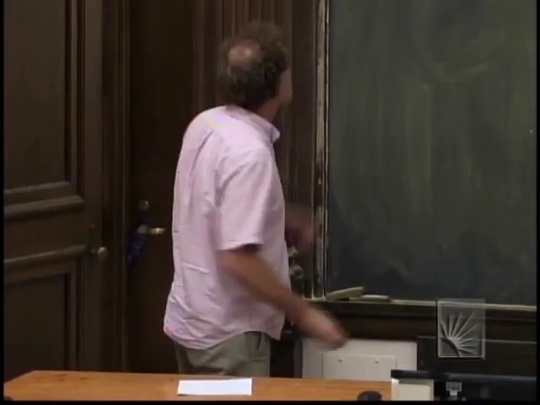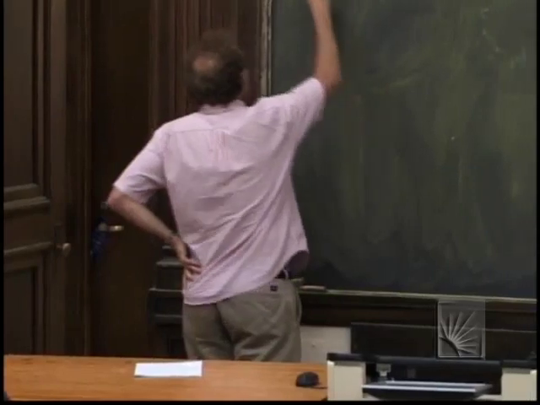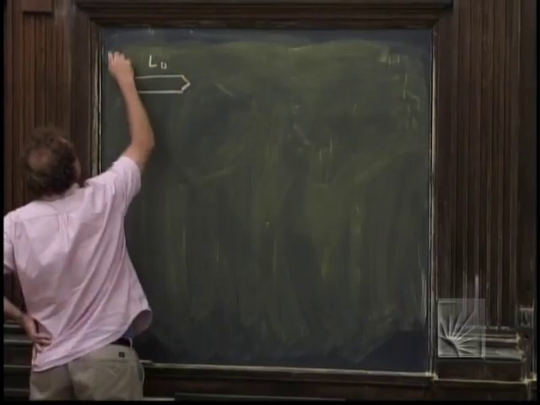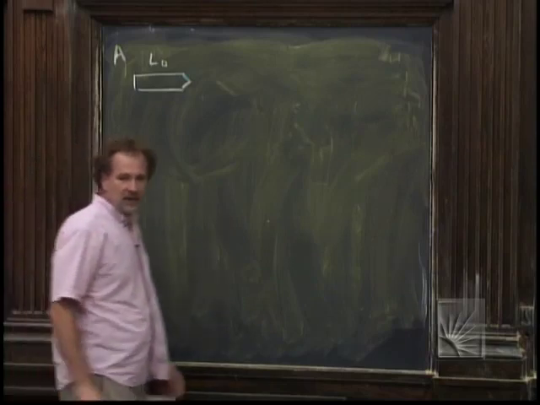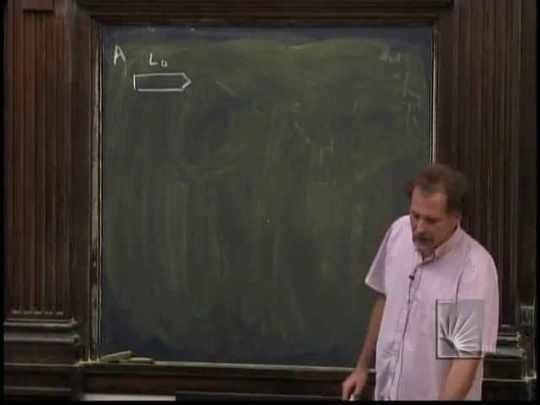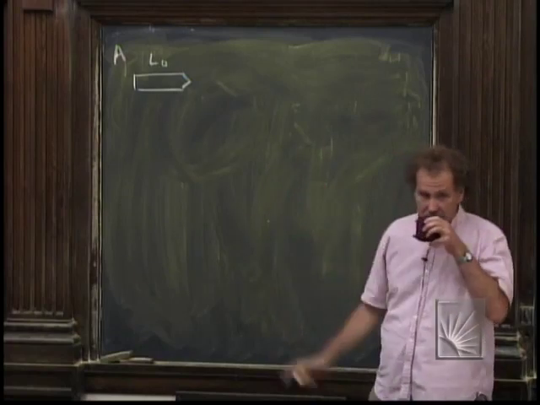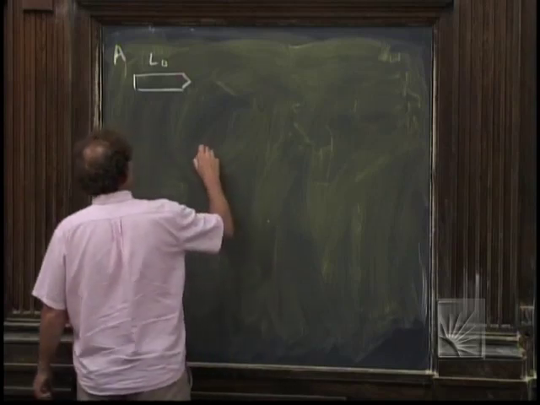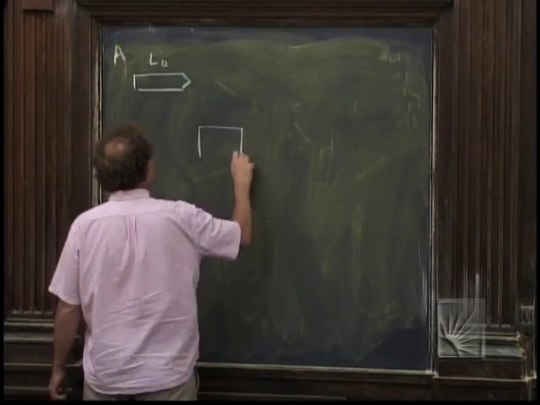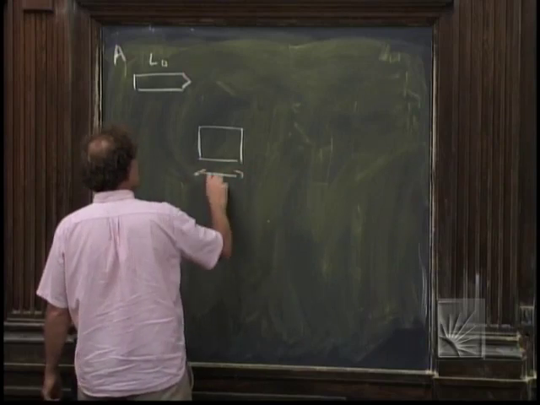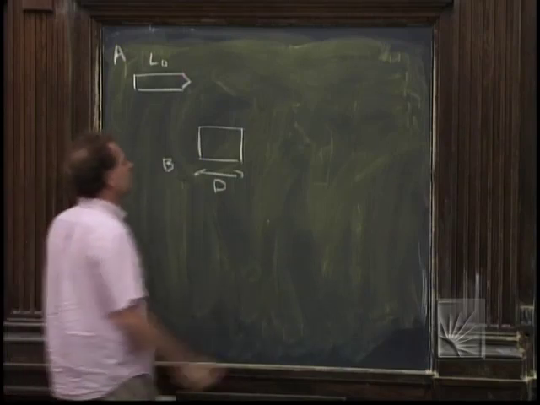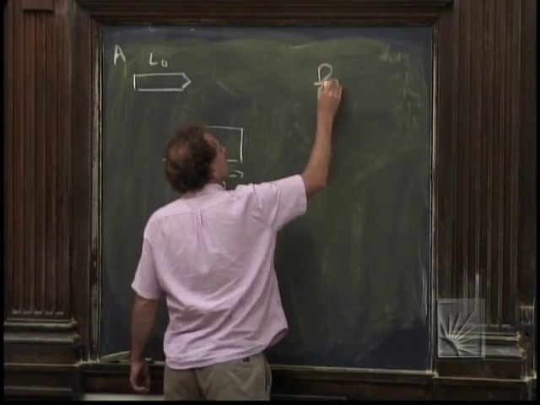One famous paradox is to consider Anna in a spaceship. Anna has a spaceship of length L0. I'll write A for Anna's frame. And Bob has a spaceport. The question is, does the spaceship fit in the spaceport? So Bob has a building of length d. And the point is, what if d is less than L0?